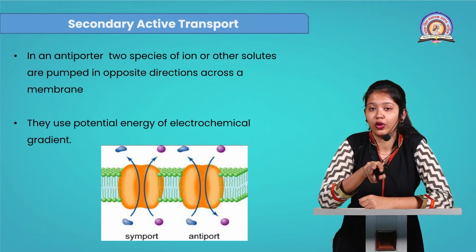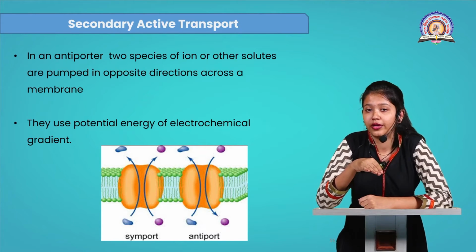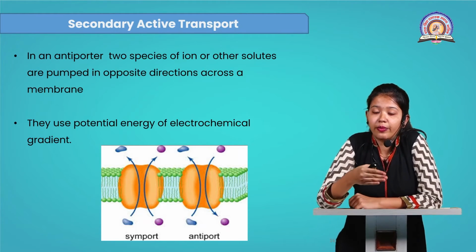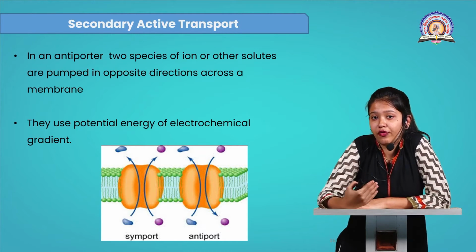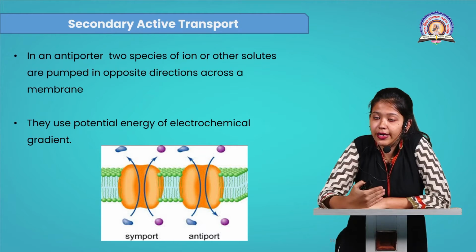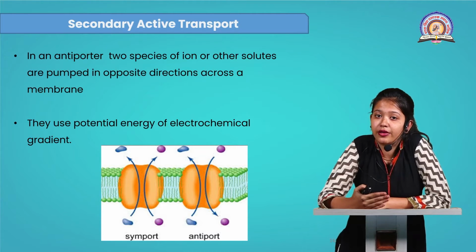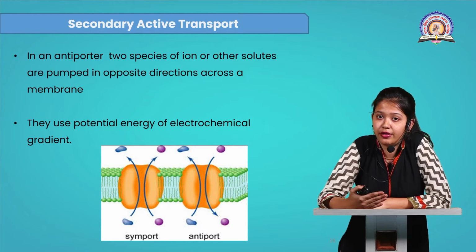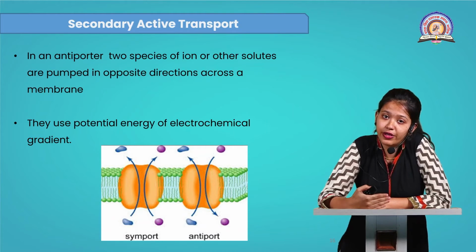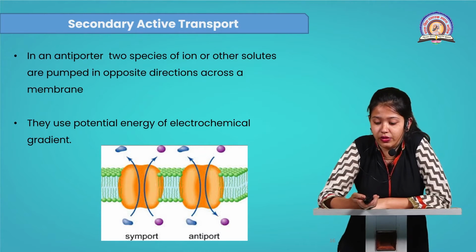Here two molecules, which may be the same or different, can be transported from an area of lower concentration to an area of higher concentration, but in the same direction. In the antiporters, you can see the transport of two molecules that may be the same or different. They can be transported across the membrane with the help of antiporters in the opposite direction, from an area of lower concentration to an area of higher concentration.